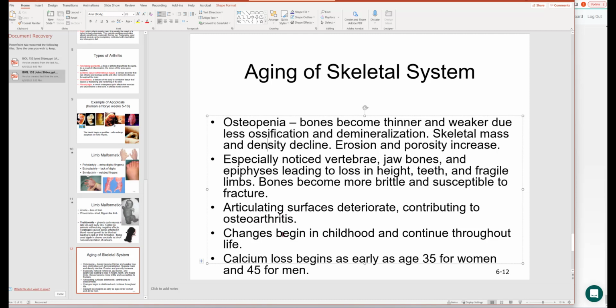Again, our skeleton is not static. It is changing through the years. And so our skeleton is changing and our joints are changing throughout our lifetime. And calcium changes are occurring by age 35 for women and for men by around age 45. So by 35 and 45, probably everyone should be looking at some sort of calcium supplementation to make sure their body's getting enough calcium.